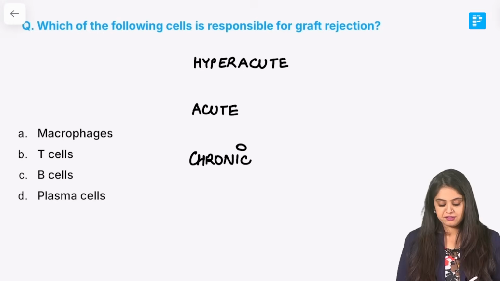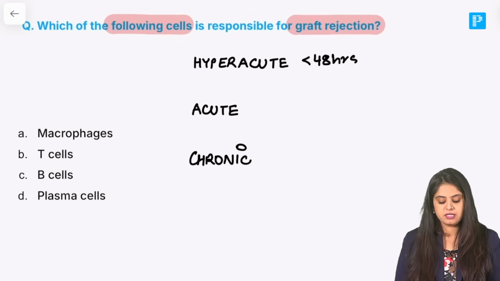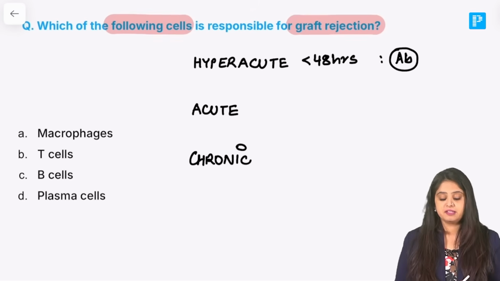Moving on to the last question of pathology, which of the following cell is responsible for graft rejection? Graft rejection is of so many types, like the hyperacute graft rejection, which tends to occur within 48 hours. That is actually because of antibodies. That is nothing to do with cells. Acute and chronic graft rejections can be to do with cells. Like chronic graft rejection is definitely to do with cells.